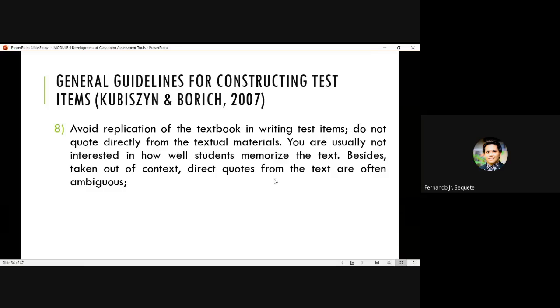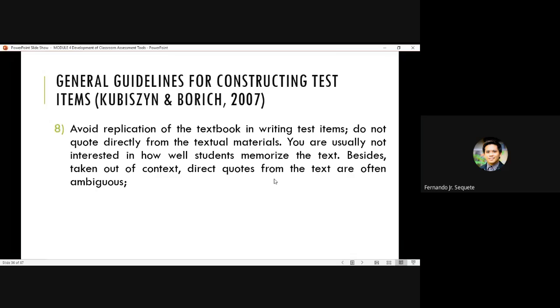Another, avoid replication of the textbook in writing test items. Do not quote directly from the textual materials. You are usually not interested in how well students memorize the text. Yes, those teachers talaga na very bookish, in such a way na kung ano yung nilalaman ng nasa libro, verbatimly, kinokopya niyo yung words na nandun, and then they make it as a question.